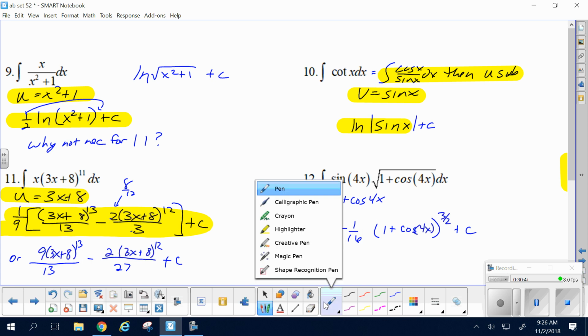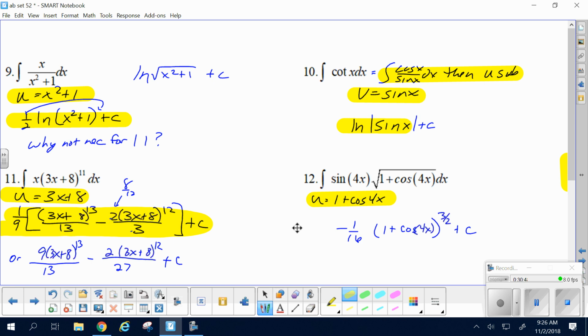Number 12. I used a u sub because you do have a derivative as a derivative kind of thing. U of 1 plus cosine of 4x. And the antiderivative then is negative 1/16, 1 plus cosine of 4x to the 3 halves plus c.